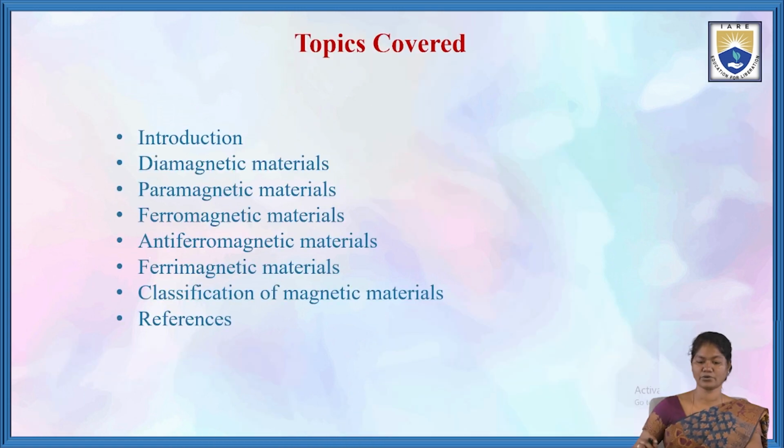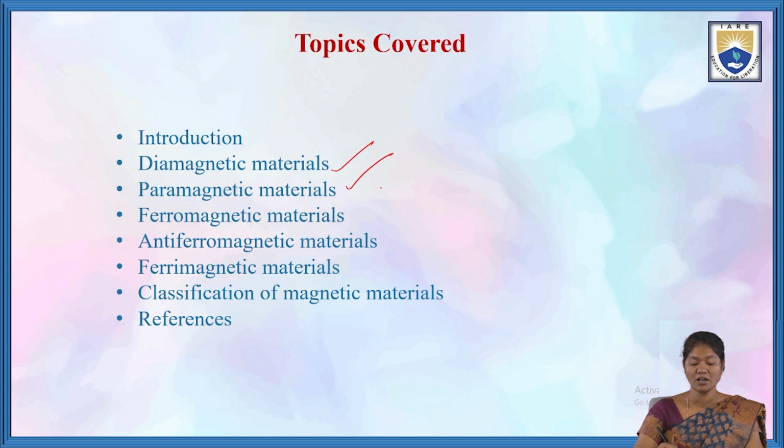So in this session we are going to cover the topics: introduction about the magnetic materials, diamagnetic materials, paramagnetic materials, ferromagnetic materials, antiferromagnetic materials, and ferrimagnetic materials. Then we are going to see the differences between the main magnetic materials, that is classification of magnetic materials, and then we shall see the reference books I have seen in this topic.